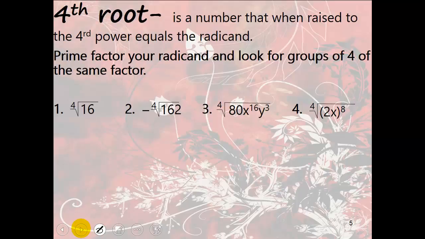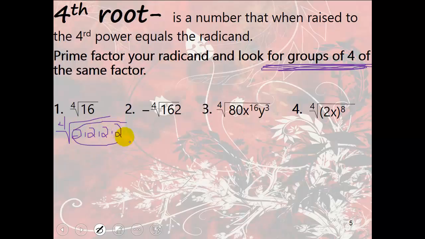And then we can do the same thing for 4th roots, okay? So you're going to prime factor, and you're going to look for groups of 4 of the same factor. They come out as a single. So this is the 4th root of 2 times 2 times 2 times 2. I have 4 of them under, so this is the 4th root of 2 to the 4th, so that gives me 2. These undo each other, okay?